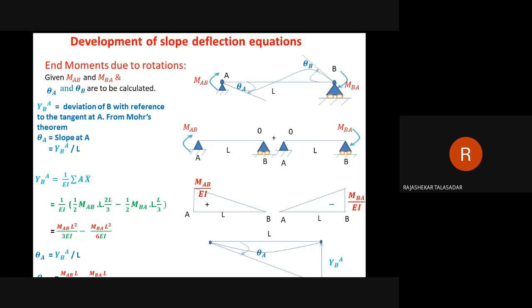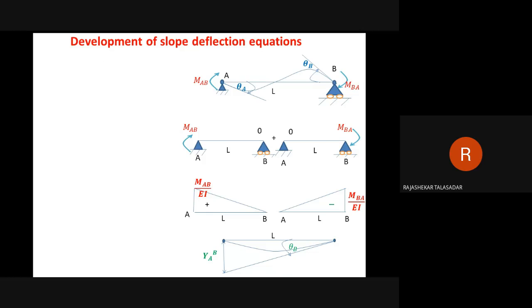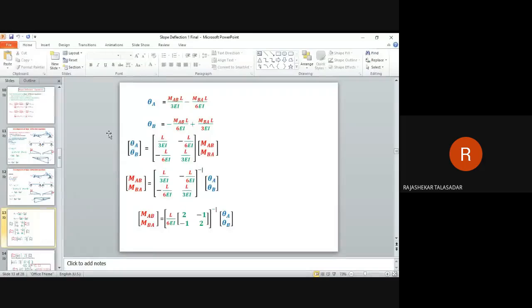Similarly, now we have to get the value of theta B. So you know that theta B here, if you look at this third figure, theta B is YAB divided by L. What is YAB? It is a tangent. One minute. We got theta A as MAB into L divided by 3EI minus MBA into L by 6EI. Hope you are listening.